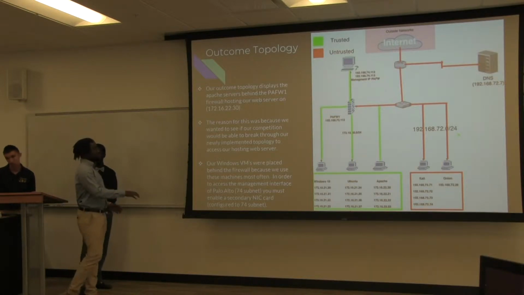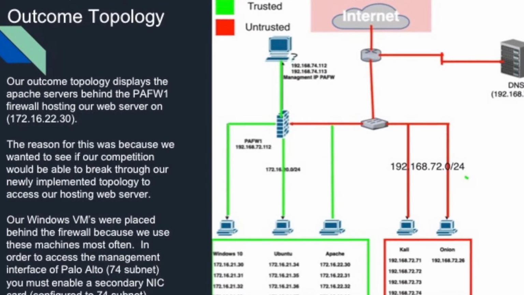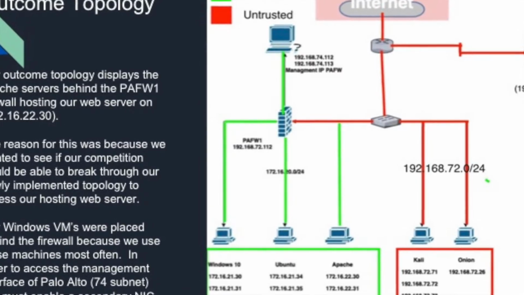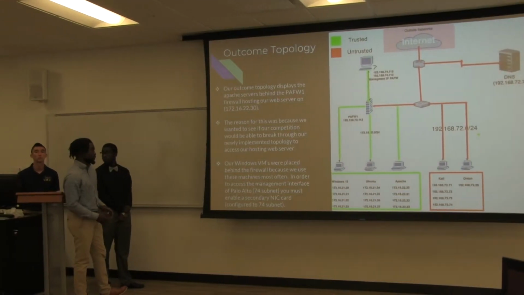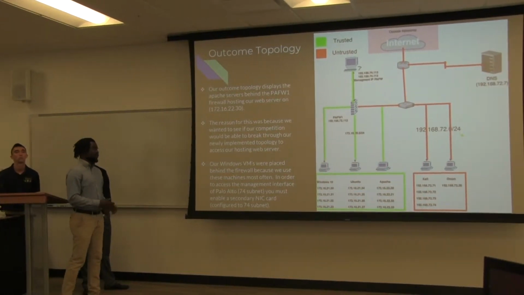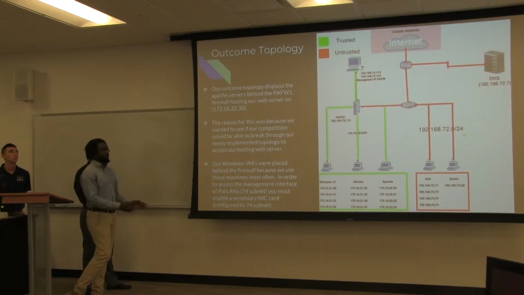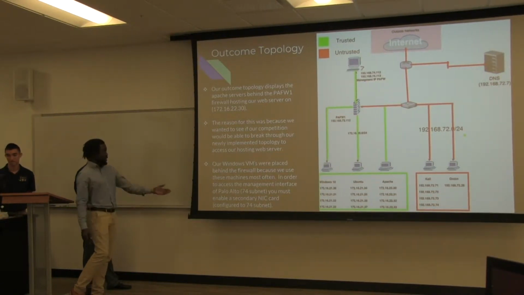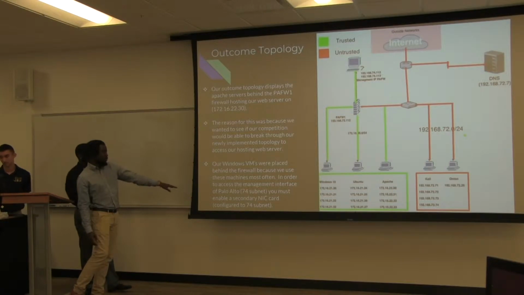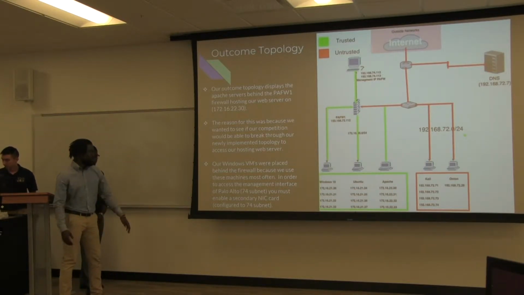We left the Windows VMs where they were behind the firewall because these machines, like we said, we use them the most often. And in order to access the management interface in Palo Alto, we needed them behind the firewalls. And it also helped us to enable the secondary NIC card.